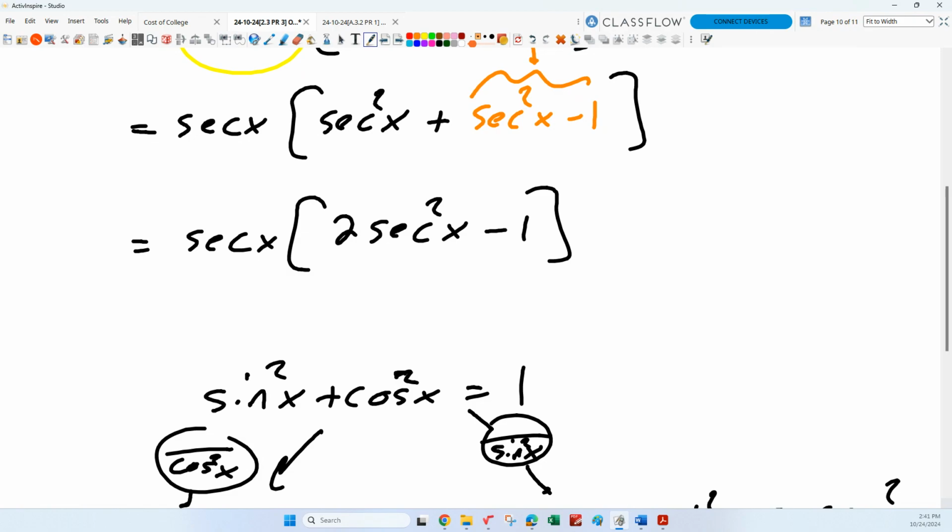Are you getting a glimmer of what I'm talking about there? Why you want to do it in terms of a single trig function? I couldn't do anything like that if I had a mess of secants and tangents. What could I do? You've got to get a single species of trig function. Okay.